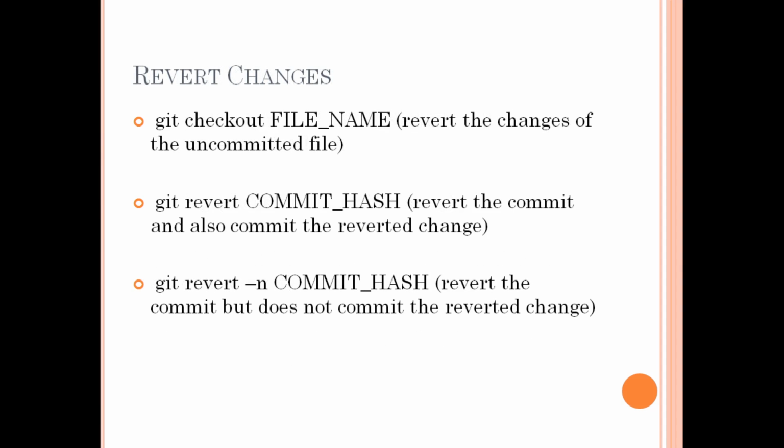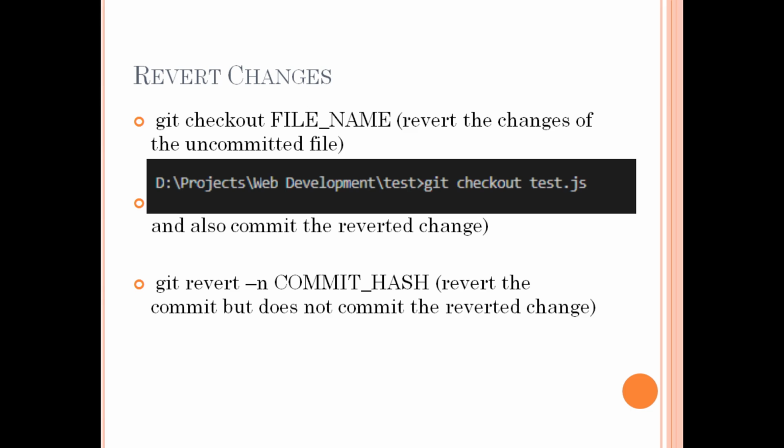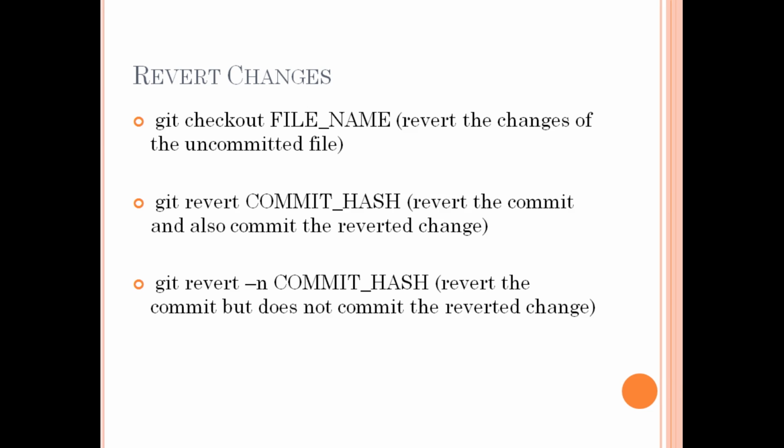Now let's see the commands to undo the changes in the file made by us. The first command that we can use is git checkout file name, where the file name indicates the file in which the changes have been made and has not been committed. This command restores the file to its previous committed version.